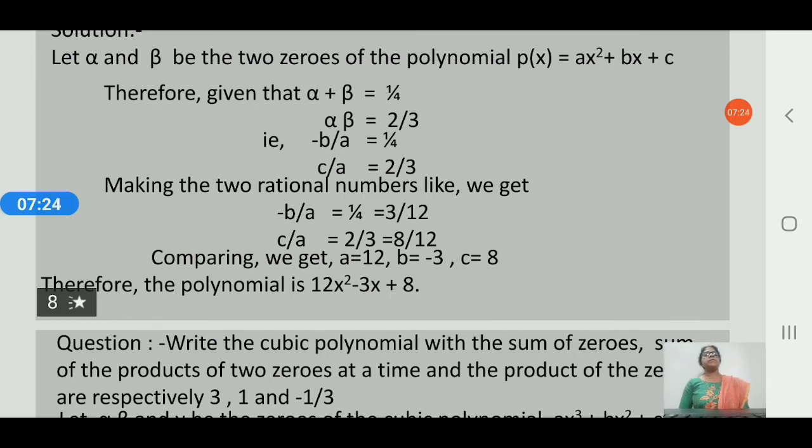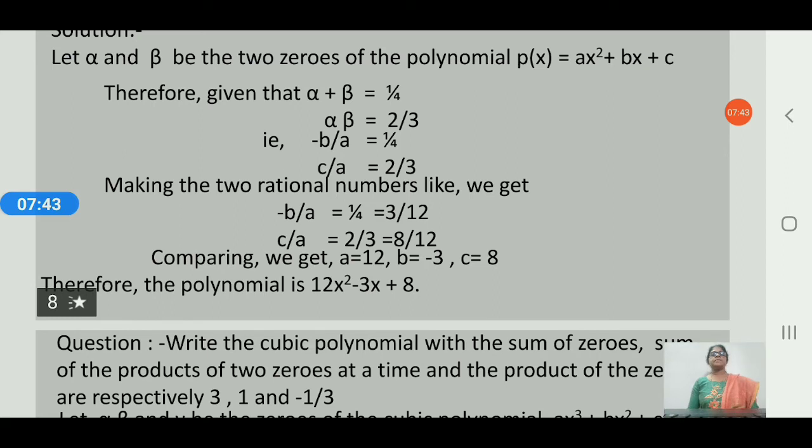What is the standard form of the polynomial? ax square plus bx plus c. That is 12x square minus 3x plus 8. I think you can understand that problem also. Shall we move to the next problem?